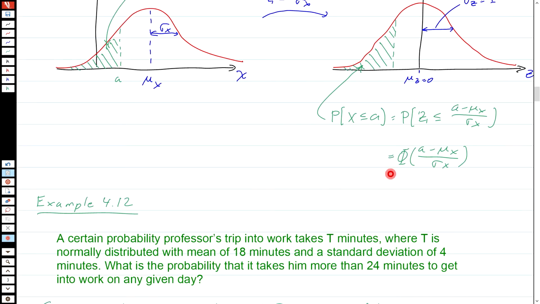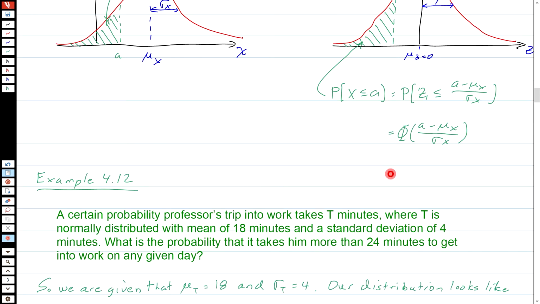Okay, so let's illustrate this with an example. Example 4.12. Let's suppose that a certain probability professor's trip into work takes t minutes, where t is normally distributed with a mean of 18 minutes and standard deviation of 4 minutes. What is the probability that it takes him more than 24 minutes to get into work on any given day? Yeah, this is a pre-COVID question where people actually still went into work.